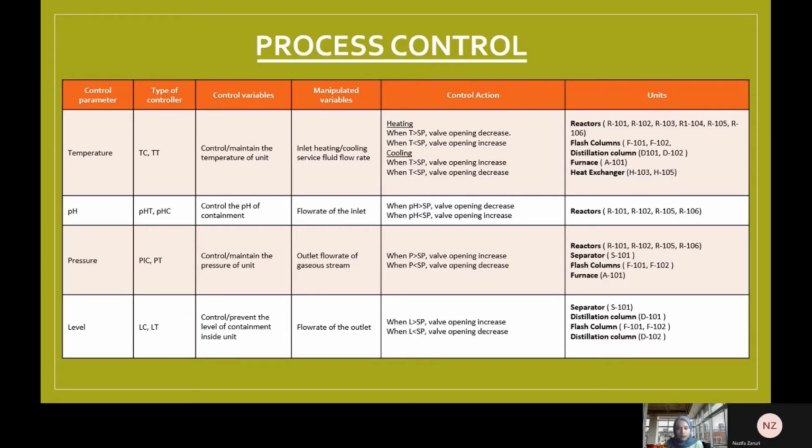For temperature controller, the units involved are reactor, flash column, distillation column, furnace, and heat exchanger. For pH controller, the unit involved is reactor. For pressure controller, the units involved are reactor, separator, flash column, and furnace. For level controller, the units involved are separator, distillation column, flash column, and lastly, distillation column 2.